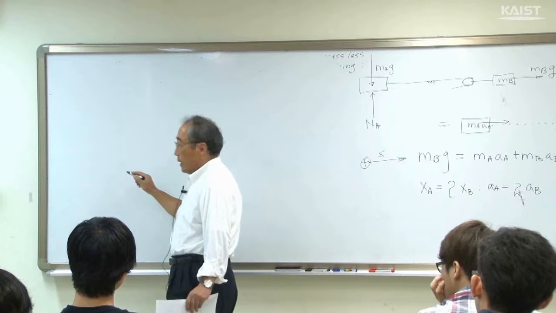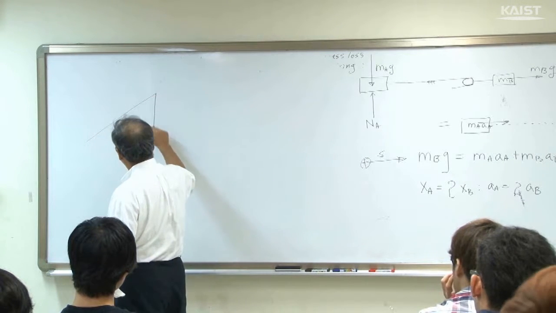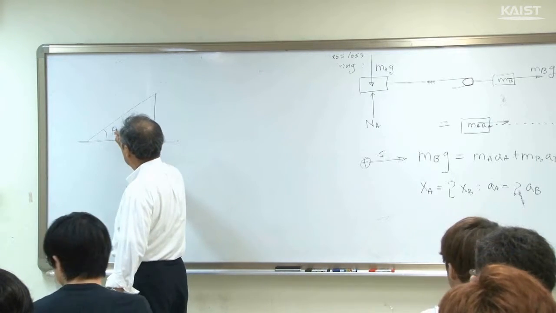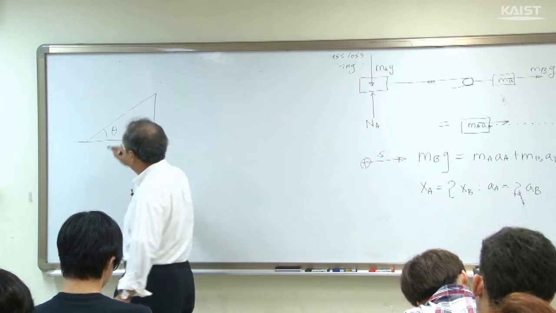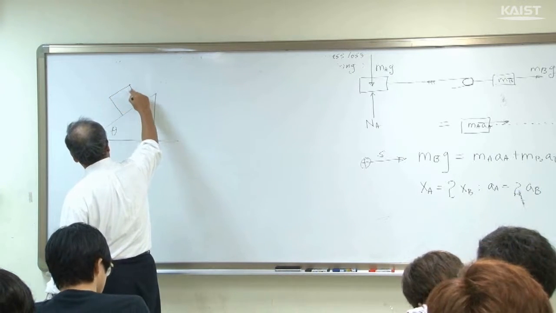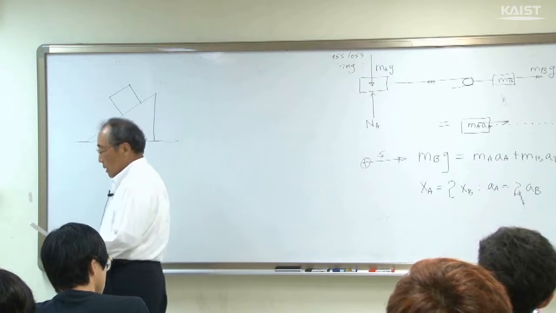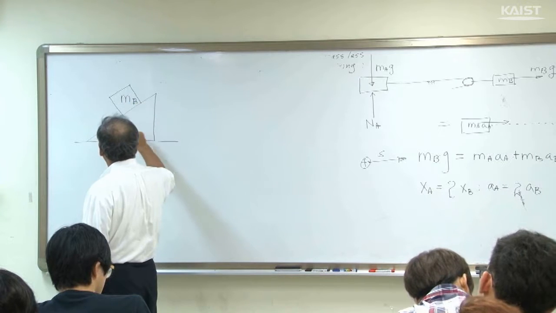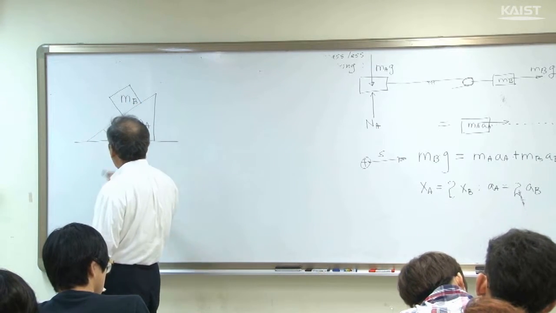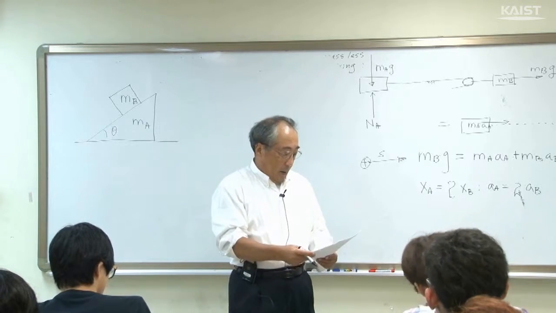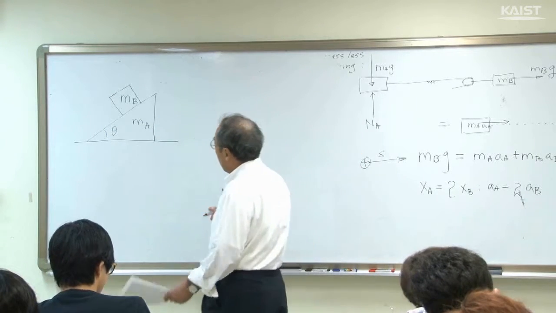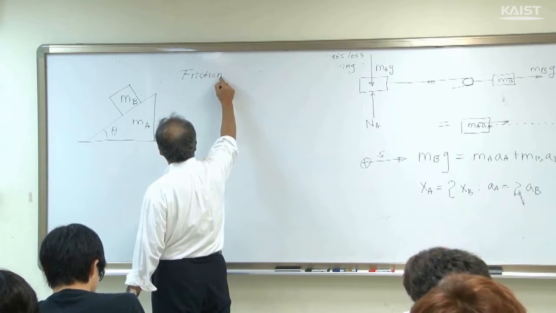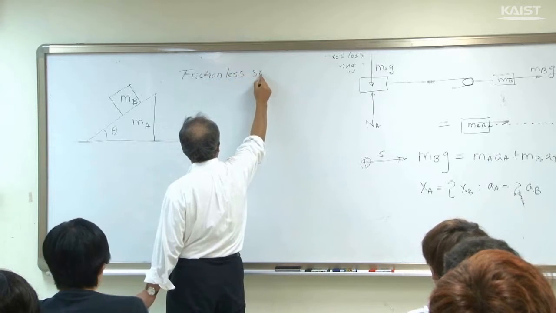Okay, again in the text, there is a wedge that has an angle theta. There is a mass on the wedge. There is a mass B, so the mass of this one is MB, mass of this one is MA. And again, assuming frictionless surface.